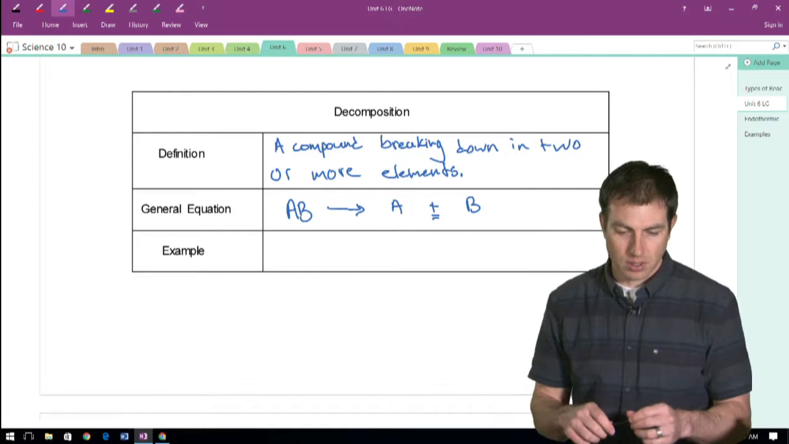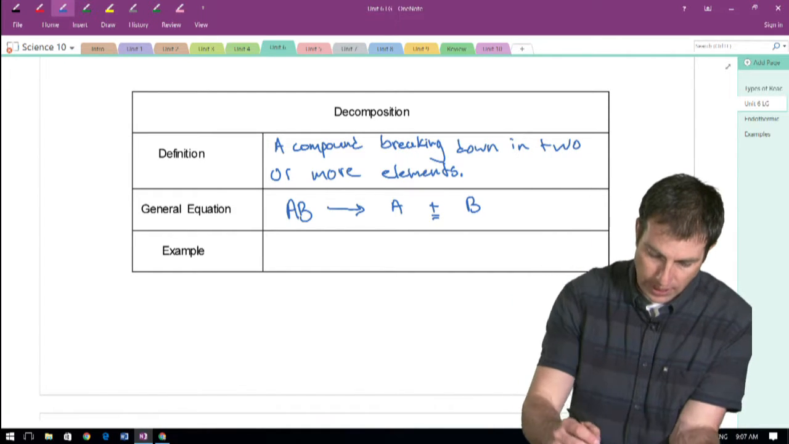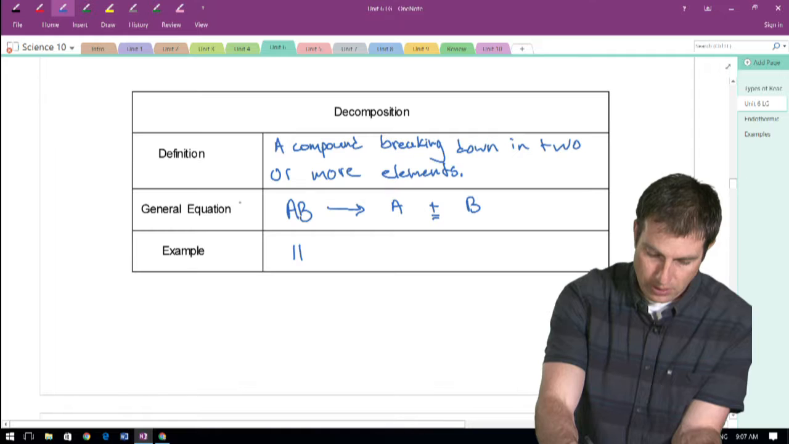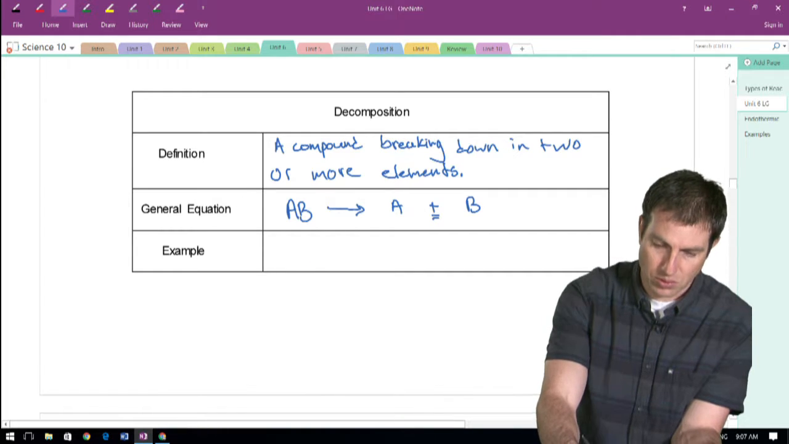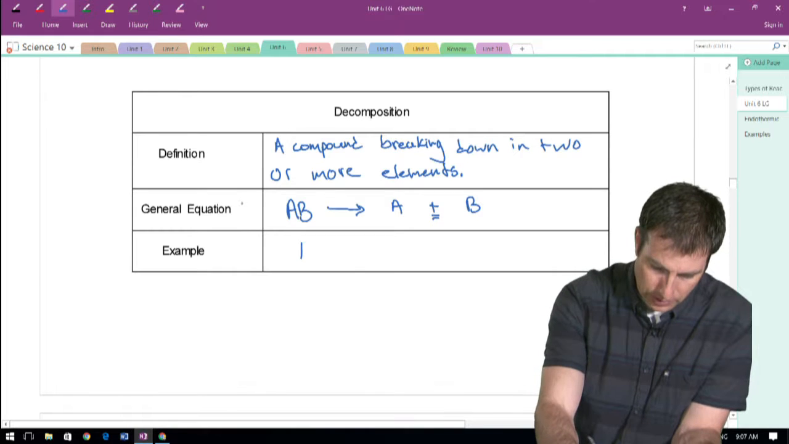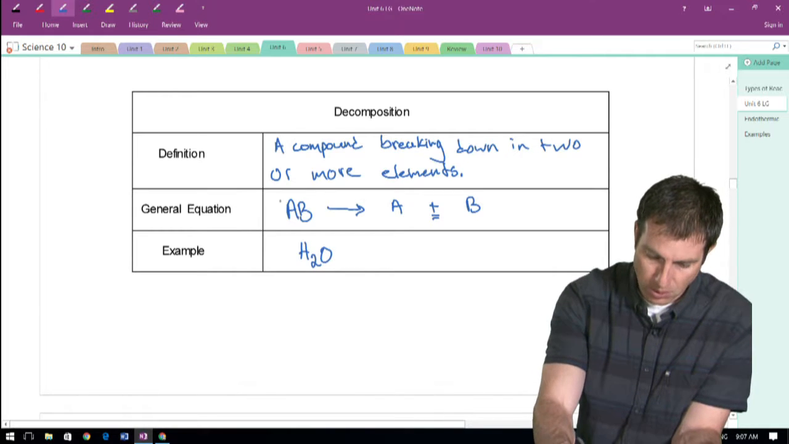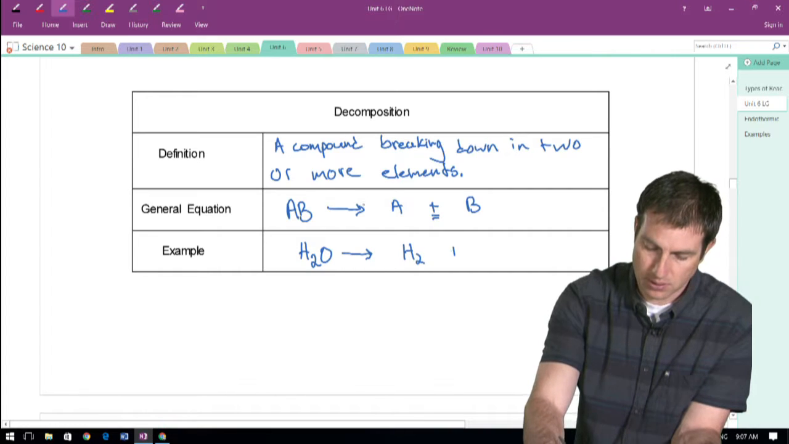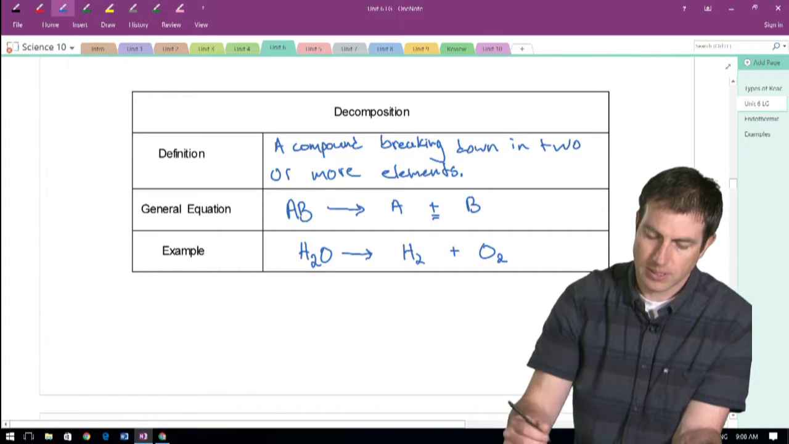And then the example. The example that we did last day and we're going to do today is, maybe that's not a great example. Let's go with an easier example. Maybe we can take water, H2O. That's a compound, a molecule, and it's going to react to produce hydrogen gas and oxygen gas.